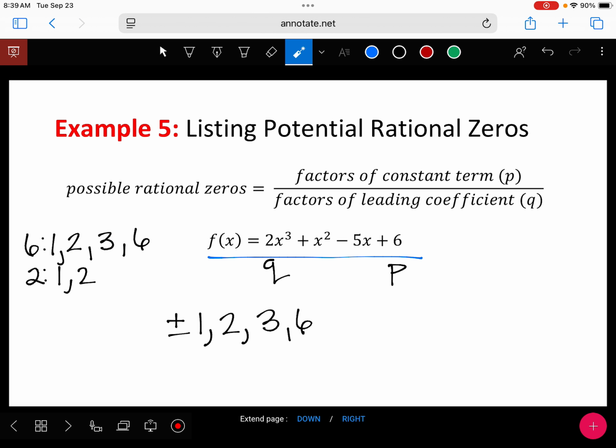So 1 over 2 is also a possibility, so 1/2. When you take the 2 and divide that by 2, what's 2 divided by 2? 1. We already got that. We don't have to list that again. And then we have plus or minus 3 over 2. And then when you take the 6 and divide that by 2, what do you get? 3, and that's already listed. So this counts for 2, 4, 6, 8, 10, 12 different possibilities.